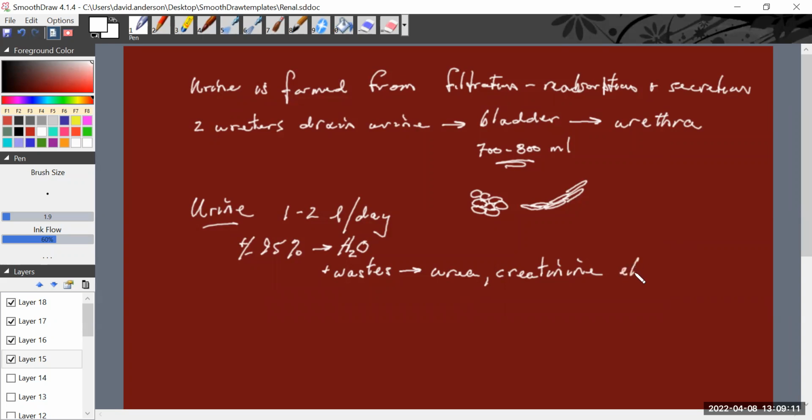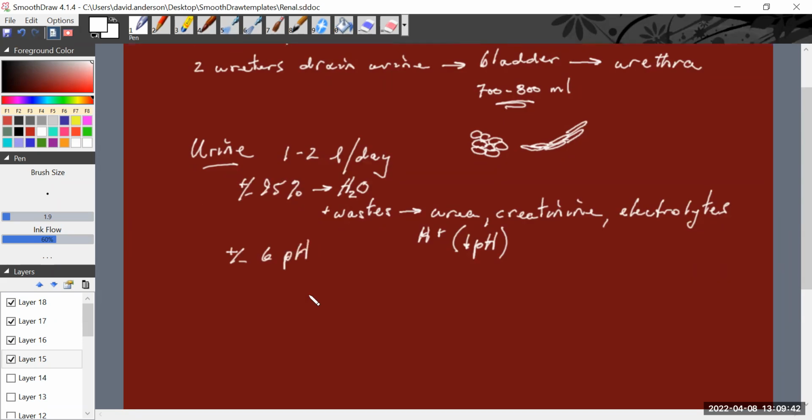Some of our electrolytes that weren't required for homeostasis, and a relatively higher concentration of hydrogen ions, which is going to lower the pH so that our urine is going to be slightly acidic. So slightly acidic means it's plus or minus around a 6. So it's not crazy acidic like stomach acids would be, but it is slightly acidic.